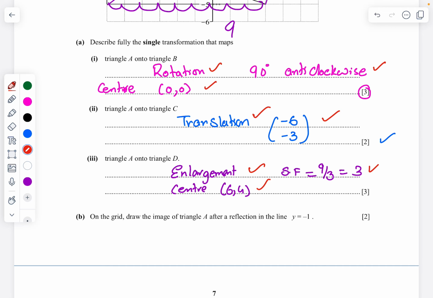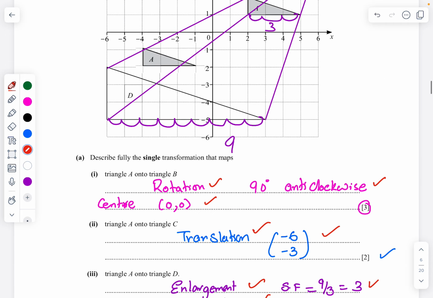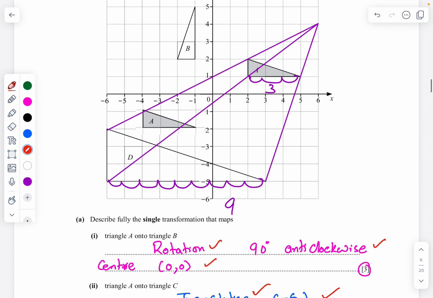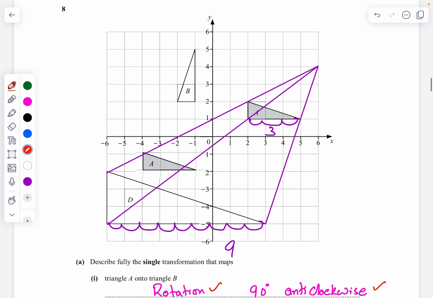On the grid, draw the image of triangle A after the reflection y equals to negative 1. So we have to draw the reflection for y equals to negative 1. So first of all, draw the line y equals to negative 1. Y equals to negative 1 is this line. Then, first of all, let me erase this triangle.